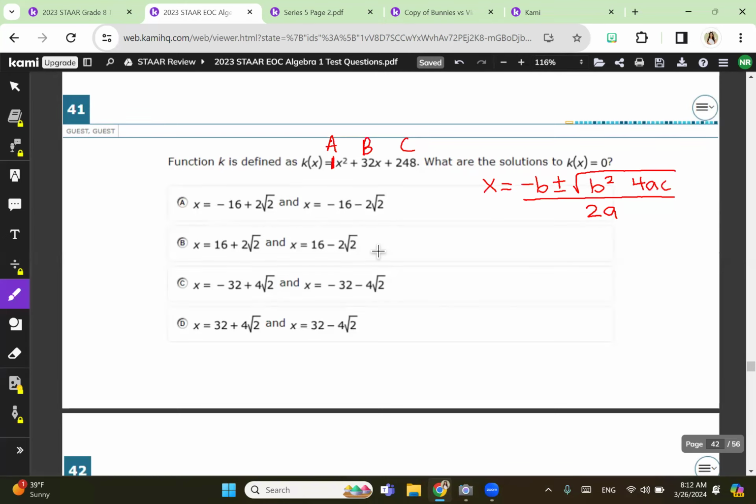Did you just pull that out of your memory? I did. I had to memorize it in high school. Back then we had to memorize our stuff. Back in my day. No. It's on your formula chart.